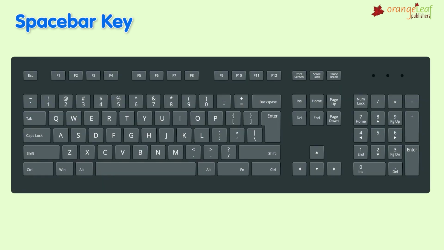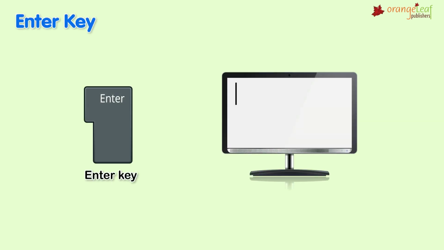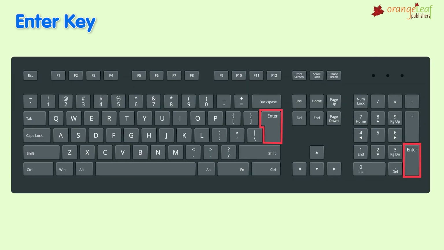Space bar key. The space bar key is the longest key on the keyboard. It is used to give a blank space when we type words, letters or numbers. Enter key. The enter key is used to move the cursor to the next line. There are 2 enter keys on a keyboard.